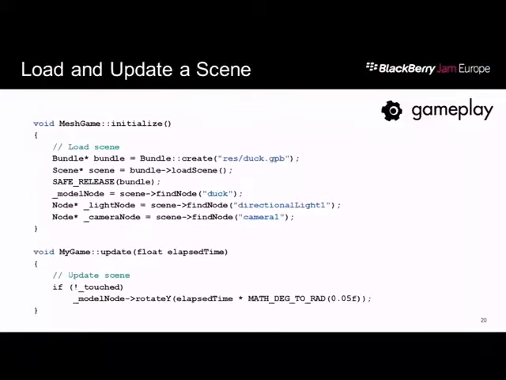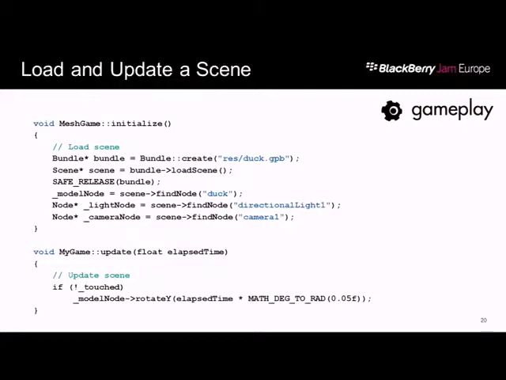So let's say I have a 3D scene. I have an example where I'm running some scene, and it's got a duck in it and a camera and a light. All you have to do is load the bundle. Then from the bundle, you load a scene. You can find the model node that you want, which is the duck node. Then I might want to find the directional light and the camera. And then in this sample, every frame, I'm just rotating the duck.